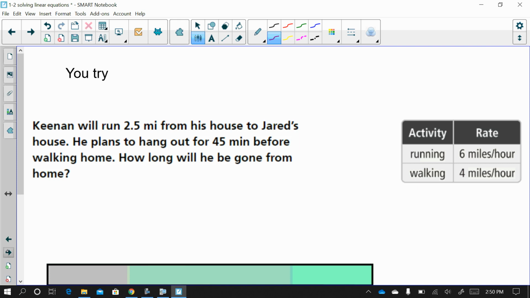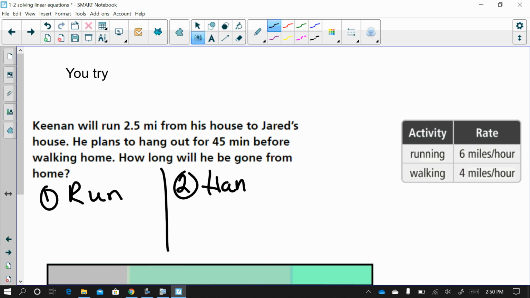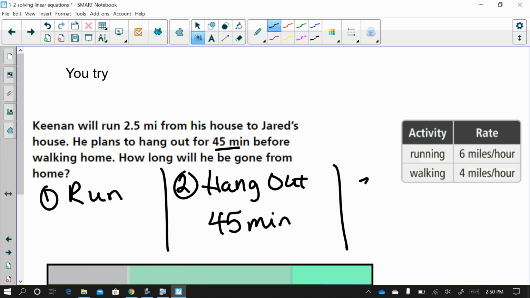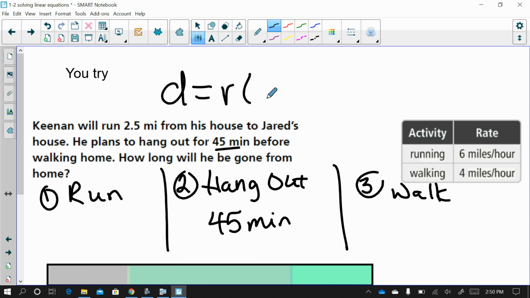Okay, last one. Try this one, please. Keenan will run 2.5 miles from his house to Jared's house. Plans to hang out for 45 minutes before walking home. How long will he be gone from home? Again, split into 3 scenarios. First thing he's going to do is run. Then he's going to hang out, and I already know hanging out is 45 minutes. Third thing is walk. Again, I'm using D equals RT.